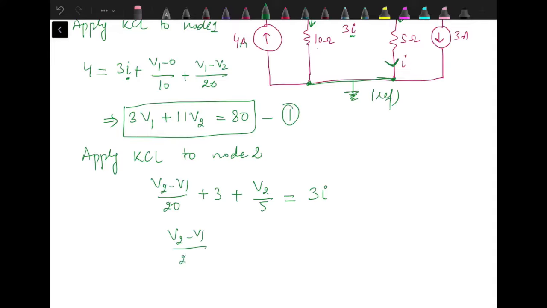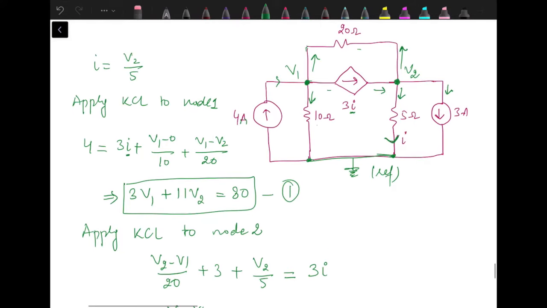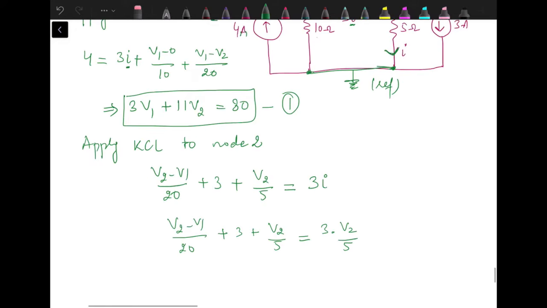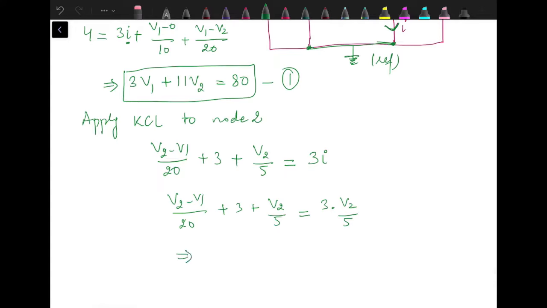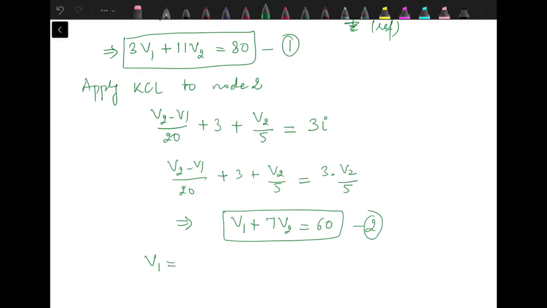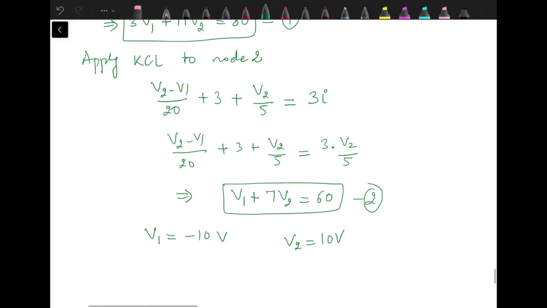So V2 minus V1 by 20 plus 3 plus V2 by 5 is equal to 3 into V2 by 5, since the value of I we had already written as V2 by 5. When we solve this equation, it simplifies to V1 plus 7V2 equal to 60. Now we have two equations and two unknowns, which will give us the answer of V1 as minus 10 volts, V2 as plus 10 volts, and the answer for I, which is V2 by 5, is 2 amperes.